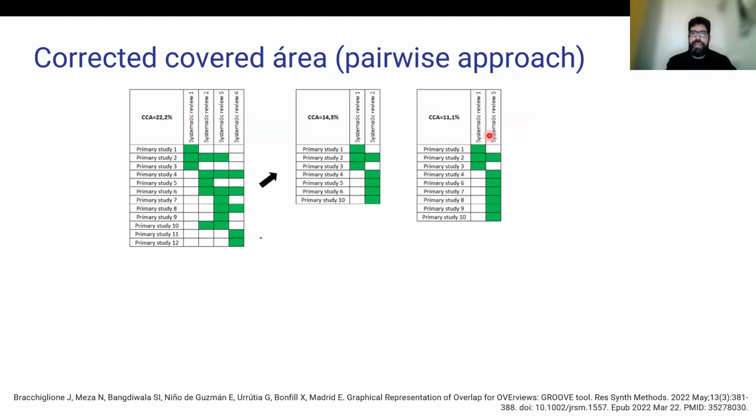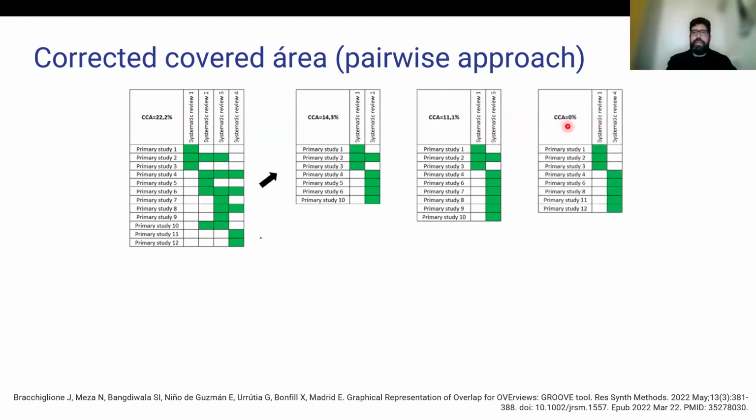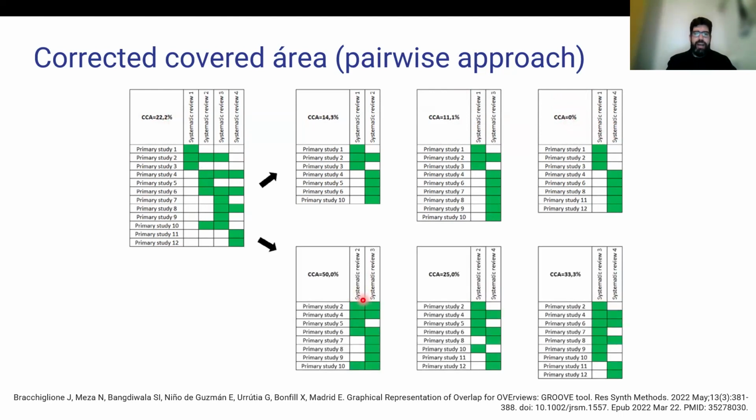Here we have 1 and 3. Here we have 1 and 4. And oh surprise, first surprise, these two reviews are completely different. But that is quite hard to see in this matrix. Systematic review 2 and 3 are quite similar. They share 50% of the studies. So this is a pretty interesting finding, that the CCA apparently is not enough to describe the whole matrix.